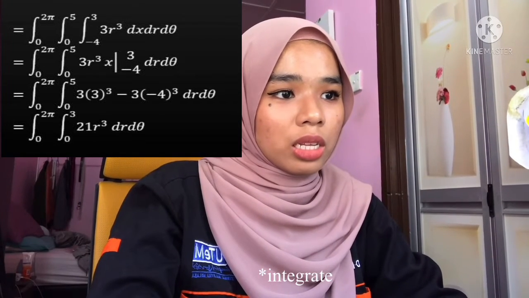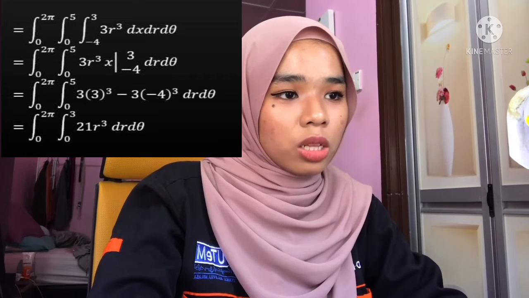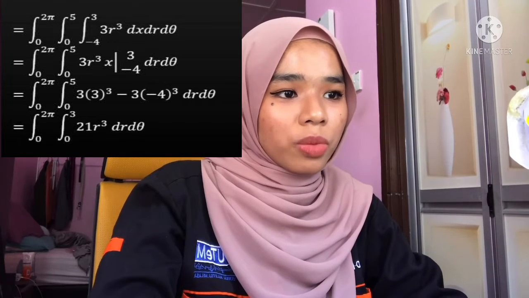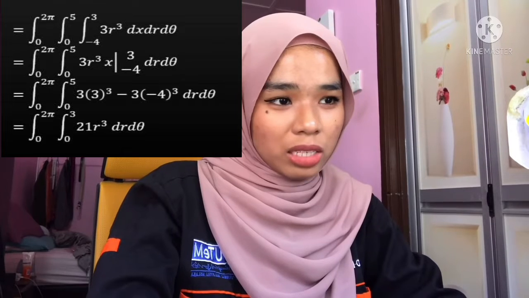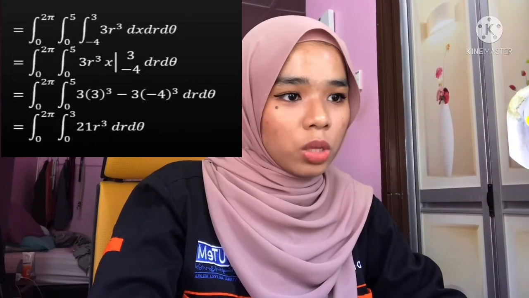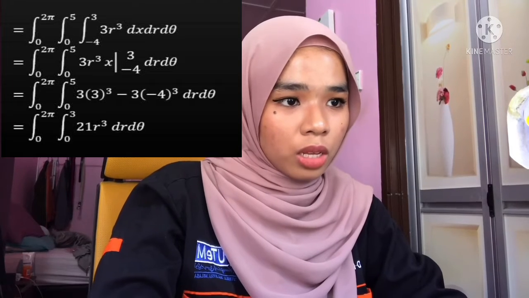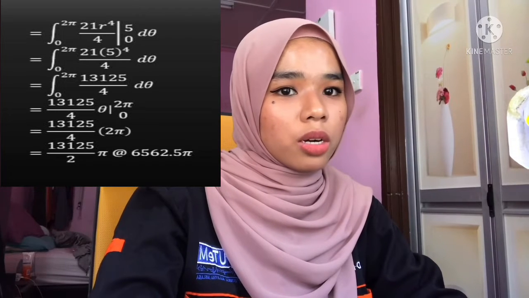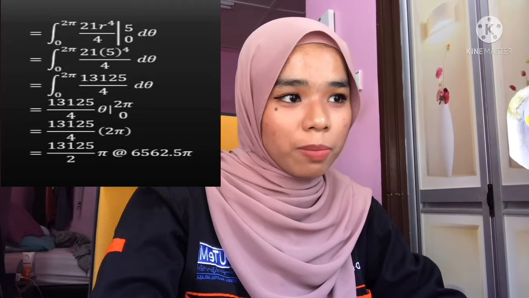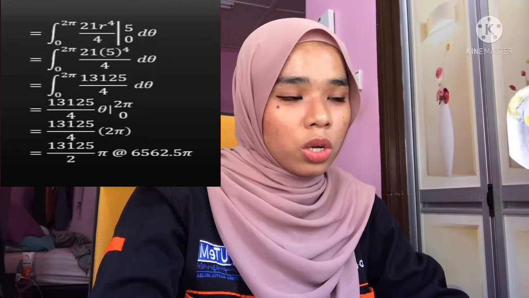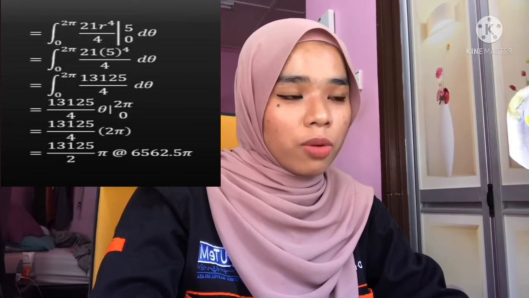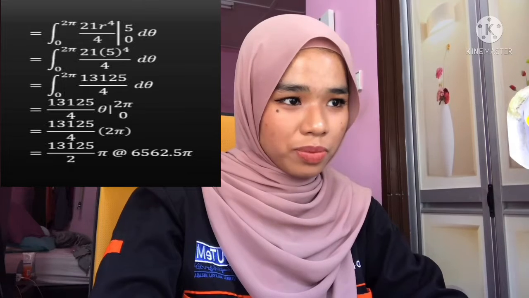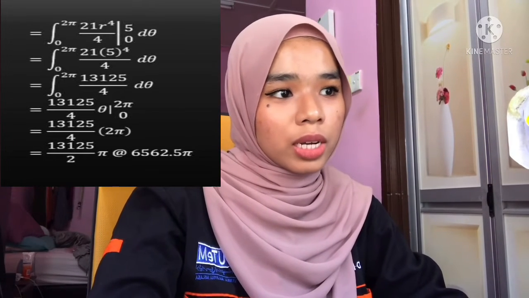So we integrate dx first, where we will obtain 3r cubed times x from 3 to -4. So we substitute x with 3 and -4, and we will obtain 21r cubed dr d theta. So now we integrate with respect to r, where we will obtain 21r to the power of 4 divided by 4, with the limits 5 to 0. So we substitute r with the limits 5 and 0, and we will obtain 21 multiplied by 5 to the power of 4 divided by 4, and we will get 1325 over 4 d theta.